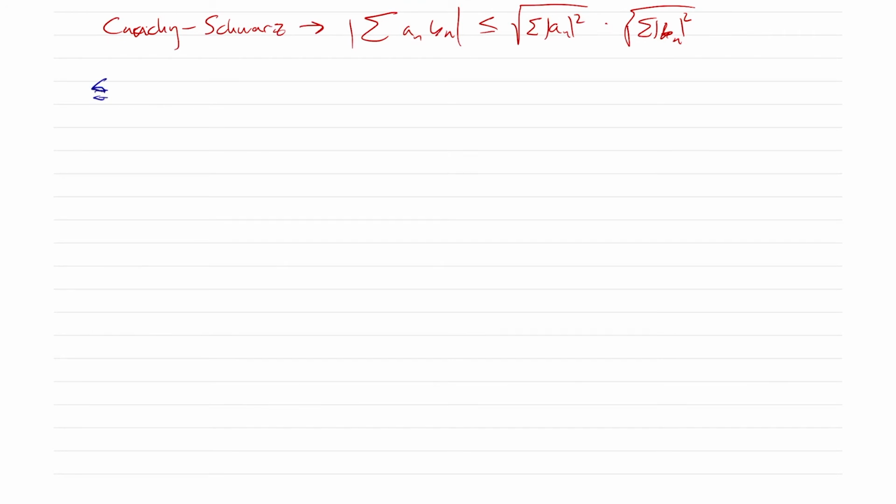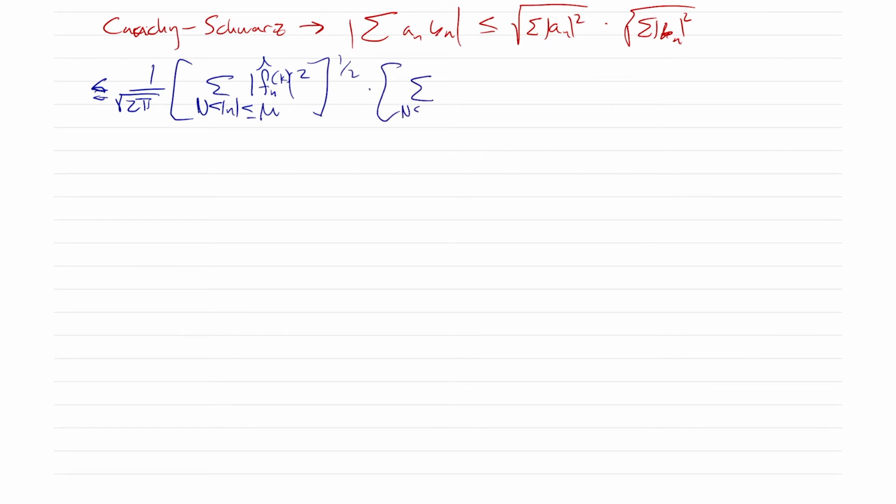We get that the term on the last page is less than or equal to 1 over square root of 2 pi times, big brackets, the sum of n less than absolute value of n less than or equal to m. And here we have our term of fn k hat squared. Then we take the square root, and then we have the sum of n less than absolute value less than or equal to m of these guys, 1 over absolute value of n to the 2k, to the 1/2. Right?